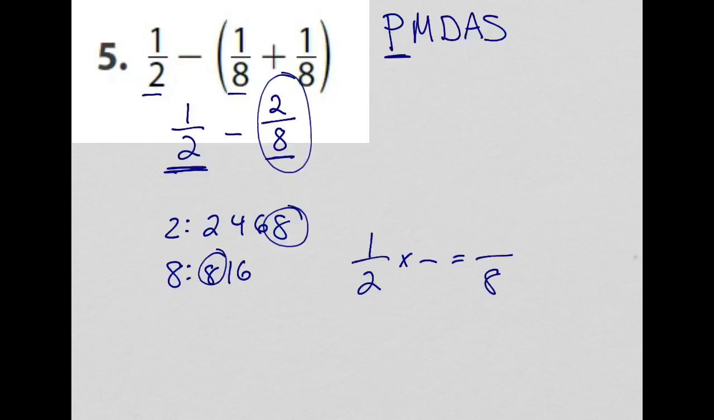So 2 times some number is 8. 2 times 4 is 8. Whatever I do on the bottom, I do on the top. 4 times 1 is 4. So now my new equivalent fraction to 1/2 is 4/8.